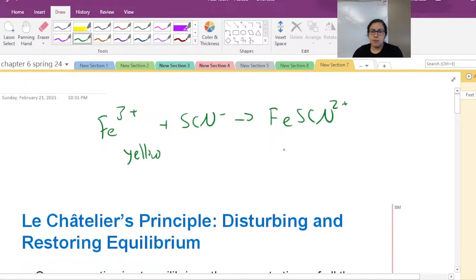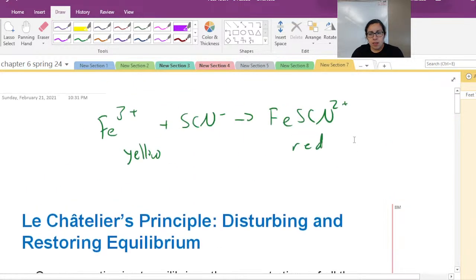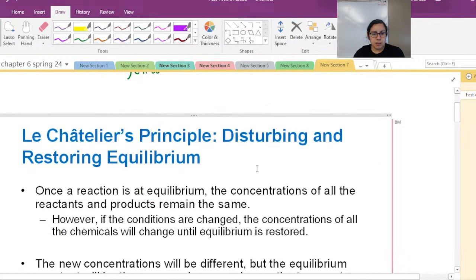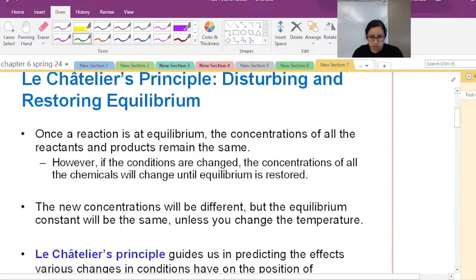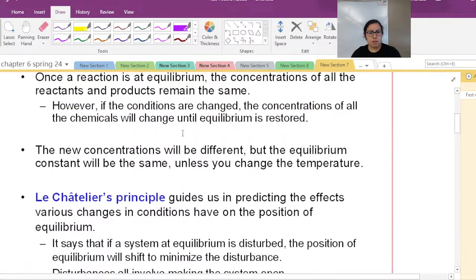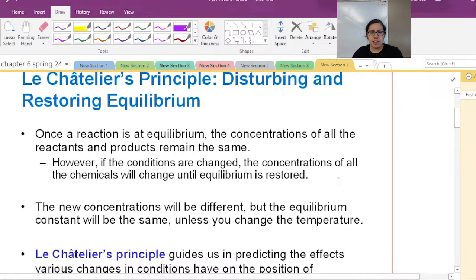This is yellow, this is red, which kind of helps us. Let's look into Le Chatelier's principle. We have this system at equilibrium, and if it's in equilibrium, it can go back and forth depending on how the system is disturbed. For the purpose of our class, we won't go too deep into the math.